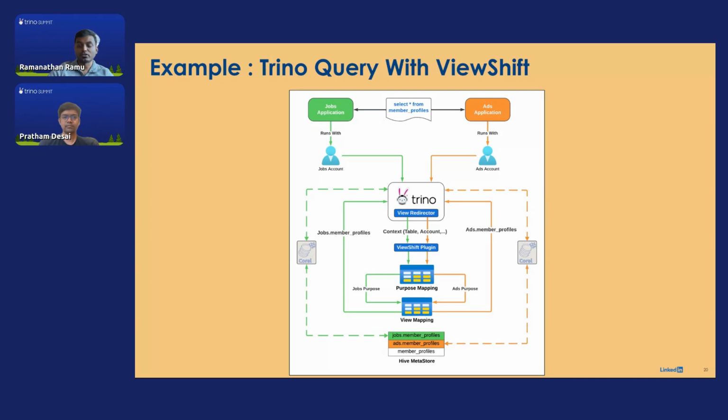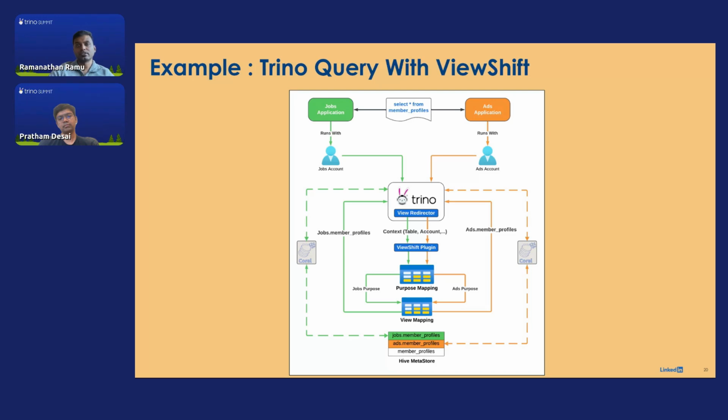So once the purpose is all sorted, the plugin interacts with the view mapping component and tries to figure out the right data guard view to query in this case. And once the view is returned to Trino, the jobs.member profiles and ads.member profiles, Trino interacts with the metastore to get the contents of the view definition. And here we use the Coral component to translate the view definition to Trino's dialect so that Trino can then proceed with executing the query.